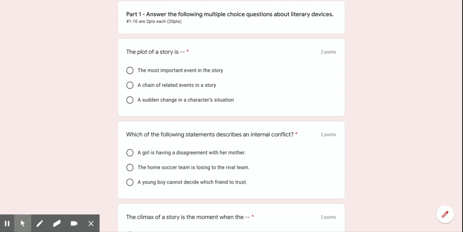I'm going to read to you the Lamb to the Slaughter test. Just want to break it down to you. There are 3 parts and a bonus. Part 1 is all about literary devices.